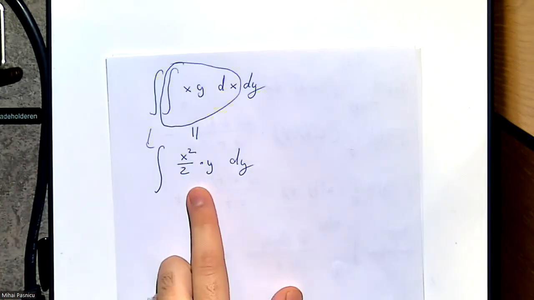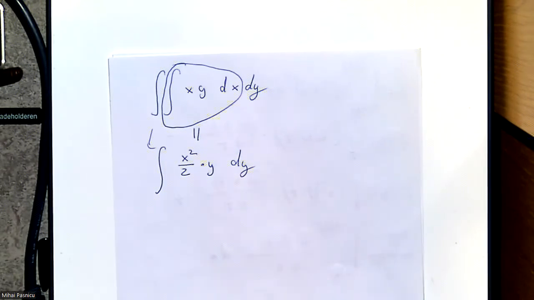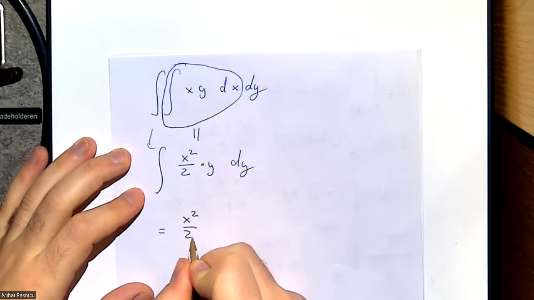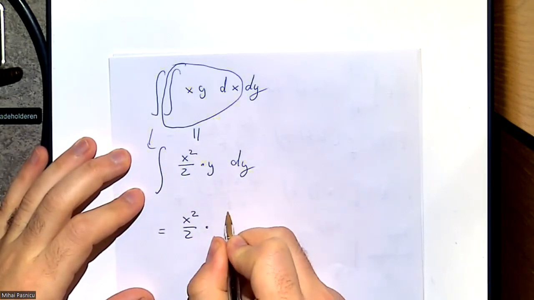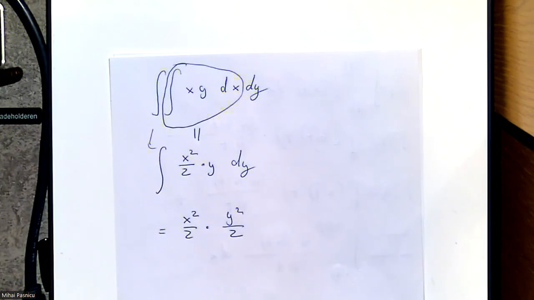X is a constant here, because I'm integrating over dy. So this is just equal to x squared, a constant, times y squared over 2. So realistically, these double integrals are nothing but normal integrals computed one after each other, if that makes sense.